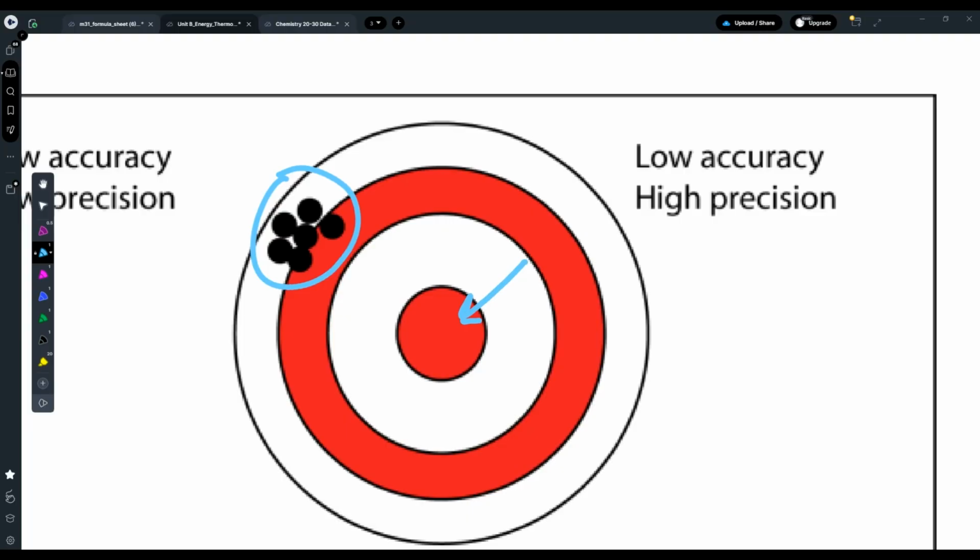In this case, it's the bullseye, so that's low accuracy, but all of our darts ended up around the same spot, which is high precision.